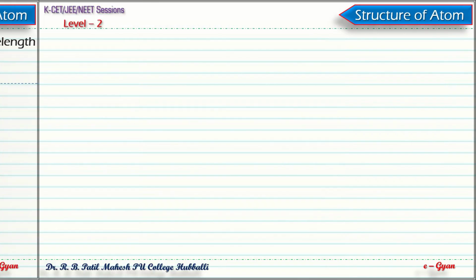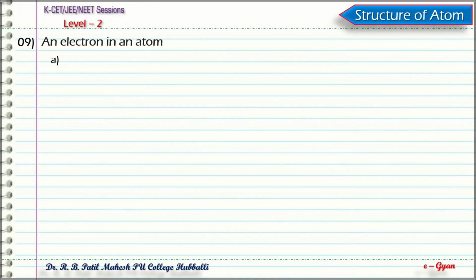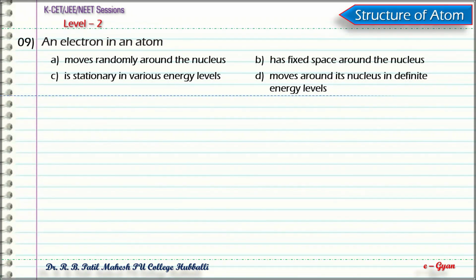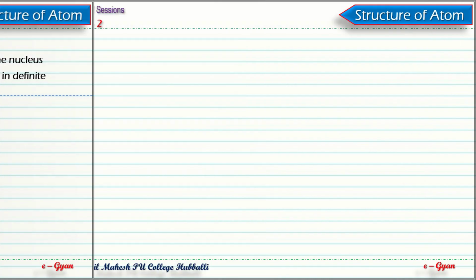Moving to the next question. Question number 9. An electron in an atom moves randomly around the nucleus, has fixed space around the nucleus, is stationary in various energy levels, is moving around its nucleus in definite energy level. So the correct option is option D. It is a theoretical based question. According to Bohr's atomic model, electron moves around the nucleus in a definite circular path called energy levels, stationary states, etc.